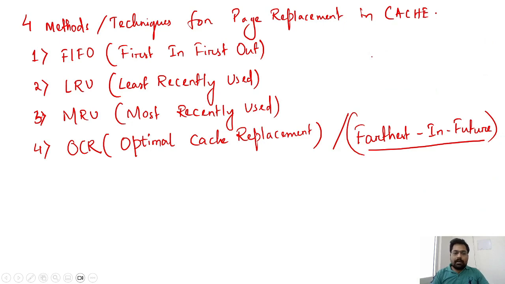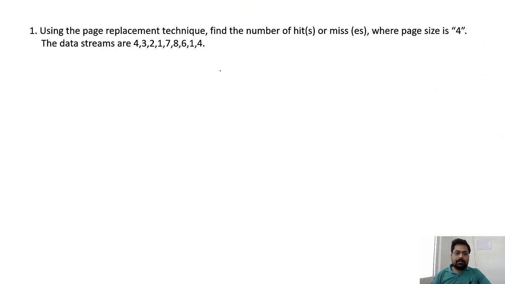Next, an example is given. You can say a question is given to us. As per the question, using a page replacement technique, find the number of hits or misses, or you can say faults. Faults and misses are the same. A hit is when we get the data immediately. Otherwise, it's a miss. The page size is 4, and these are the data streams requested by the CPU, and we have to provide the data.